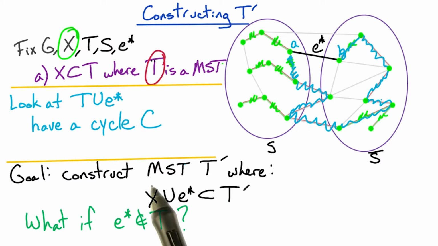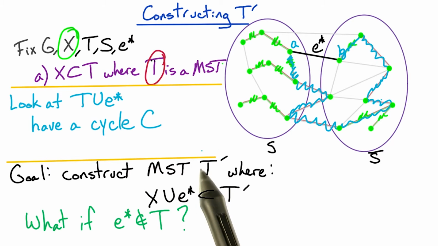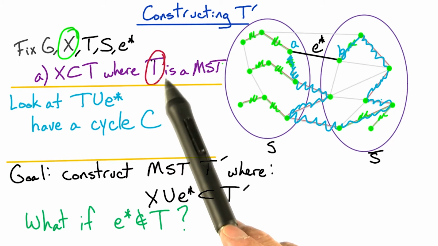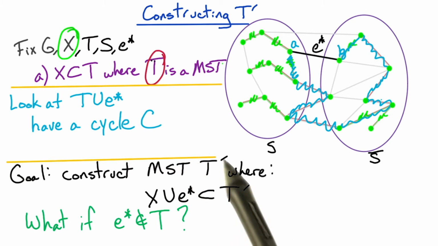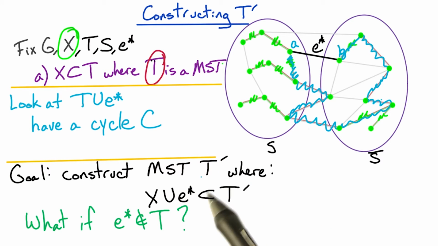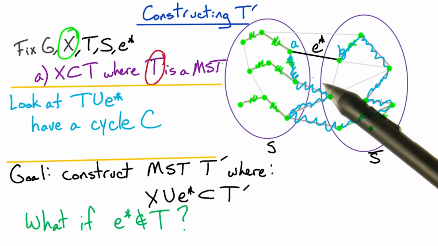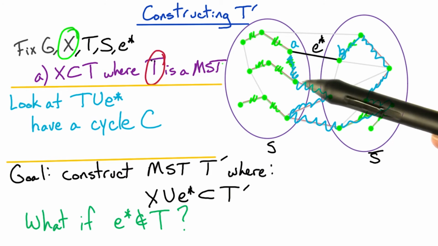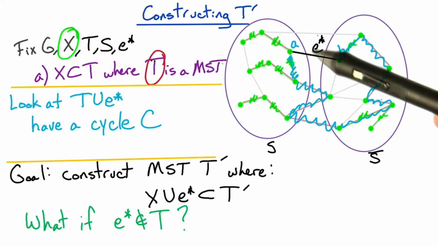But we want it to be a minimum spanning tree, so we want the weight of T prime to be minimum. How do we show that it's a minimum weight spanning tree? Well, we know that the weight of T is minimum. So if we show that the weight of T prime is at most the weight of T, then T prime is also minimum weight. So we need that the edge that we drop has weight at least that of E star. Now which of these blue edges has weight which is at least that of E star?